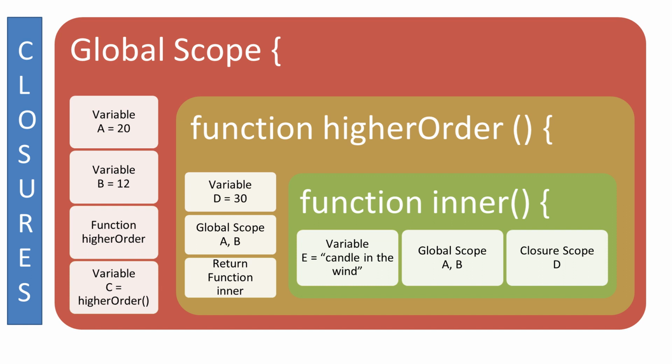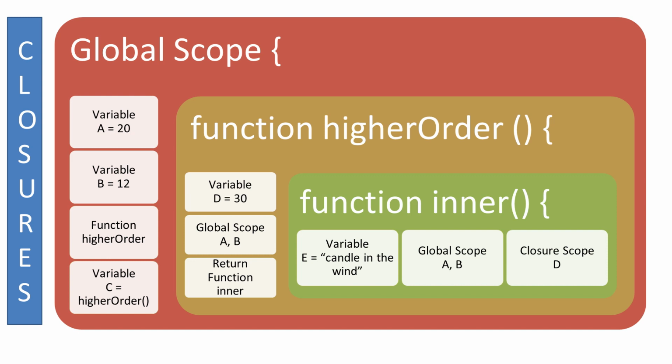It's very powerful. Here we have the global scope. Every JavaScript program has a single wrapping scope context created when the script first runs. We can define a variable a as 20 in the global scope. We can define a variable b as 12. We can create a new function called higherOrder, and we could call that function and set its return to a variable named c. So when higherOrder runs, a new scope is created.